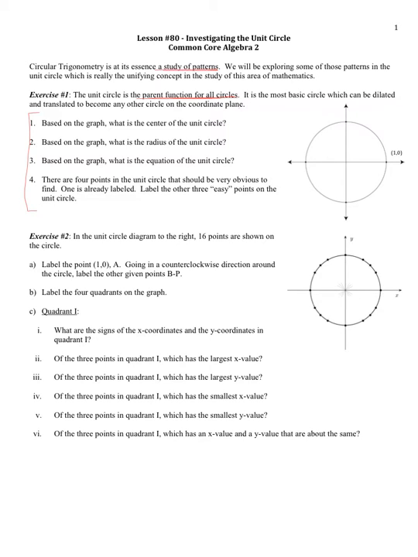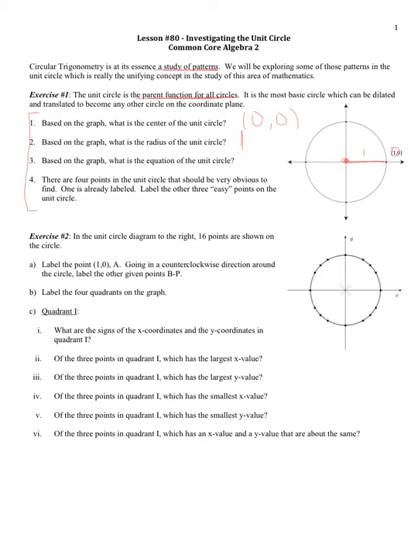Okay, so now that you've tried them on your own, what is the center of the unit circle? You can see that that's just (0, 0). What is the radius? Since this point out here is 1, we can tell that the radius of the unit circle is 1.